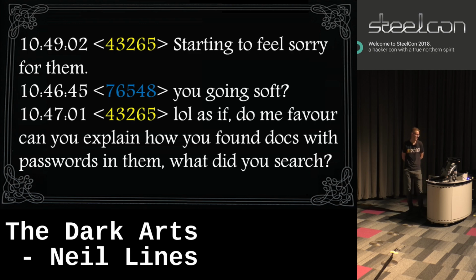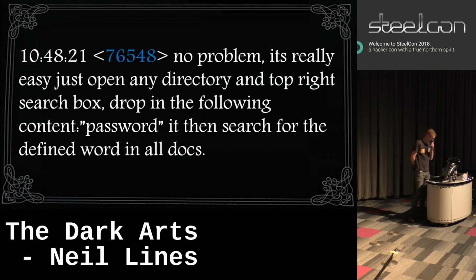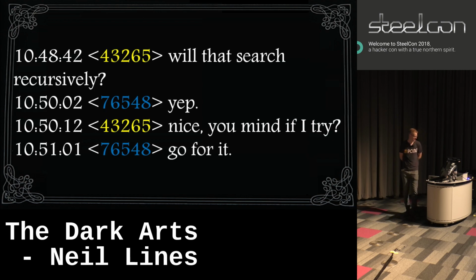Do me a favour, can you explain how you found the docs with passwords in them? What did you search? No problem. It's really easy. Just open any directory in Windows. At the top right search box, drop in the word password. It'll then search for the defined word in all docs. It's always worth putting in Facebook, LinkedIn, and other defined words like that instead of password as well. Will that search recursively? Yep. Nice. You mind if I try? Go for it.